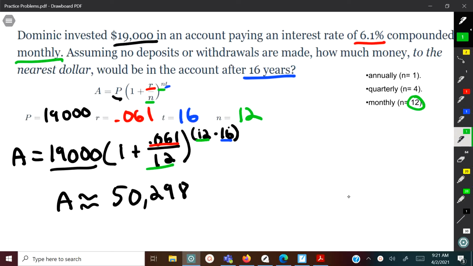So that is compound interest and solving for future values.